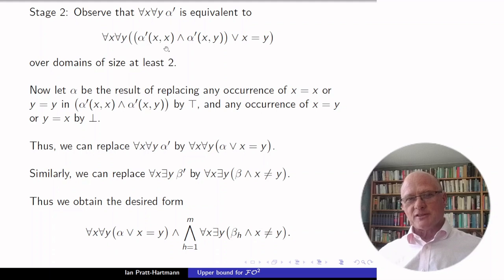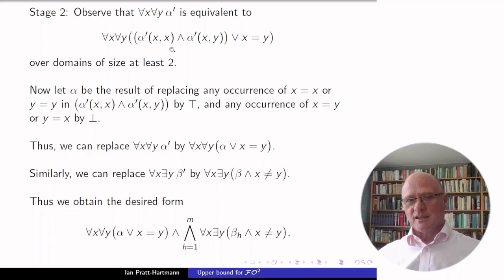Over domains of size 2, this formula is logically equivalent to the following: for all x, for all y, alpha prime x x and alpha prime x y, or x equals y. Clearly alpha prime implies this formula; that's completely trivial. And over domains of size 2, it's pretty clear that the second formula implies the first formula.